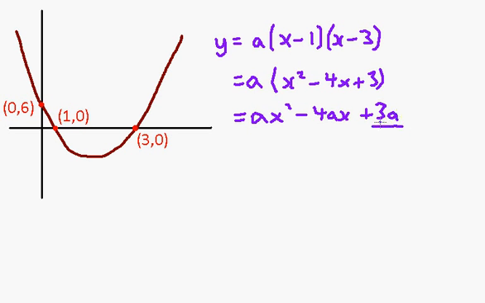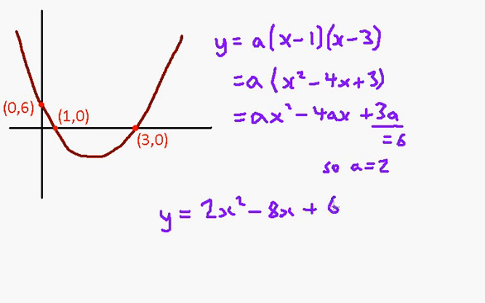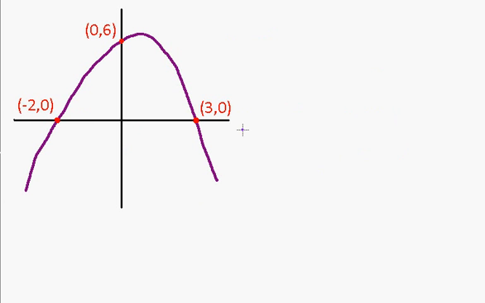Now we know that that number on the end is the y-intercept, and I want that to be equal to 6. So a must be equal to 2. Seems fairly logical, so I can now write the equation as y is equal to 2x squared take away 8x, because that's the minus 4 times 2, plus 6. And I'm done. And that will be the equation of my parabola. Let's have a look at another example.